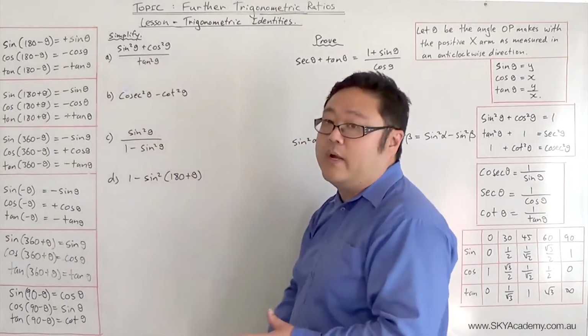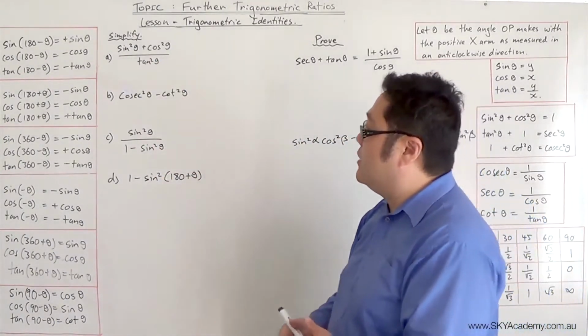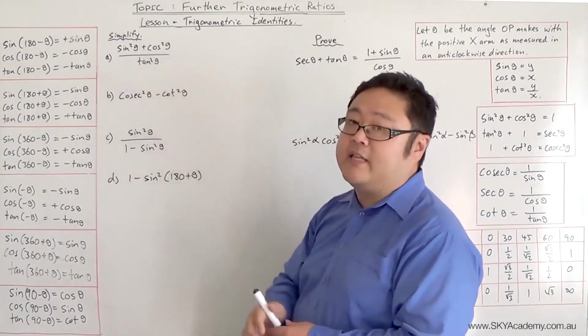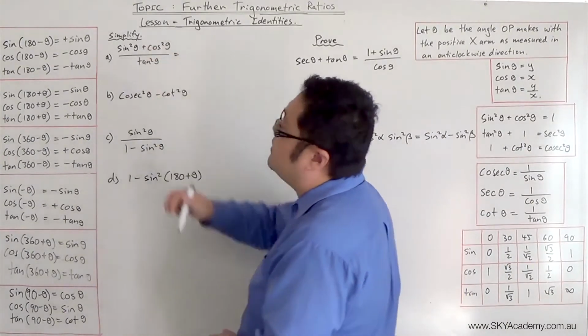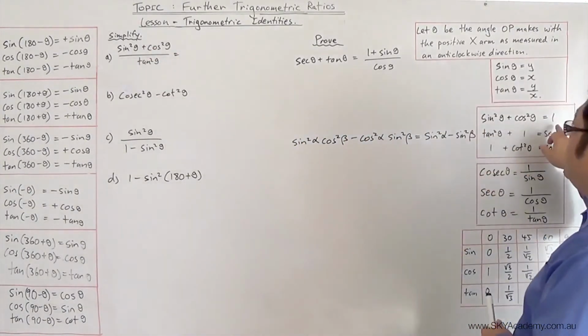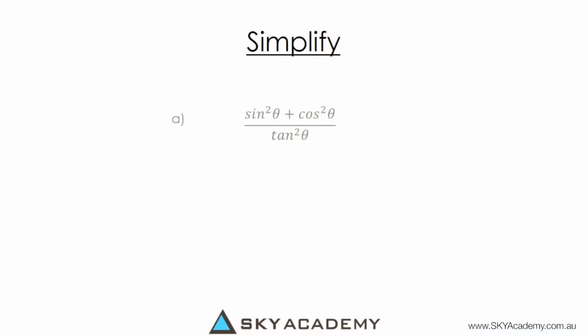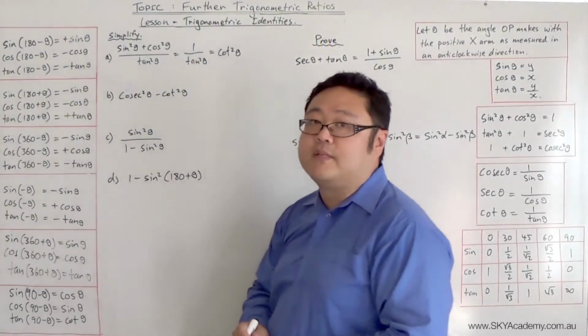Sine squared plus cos squared over tan squared theta. Now sine squared plus cos squared theta is going to be equal to 1, right? So this is equal to 1 over tan squared theta, which is actually equal to cotangent squared theta. Does that make sense?